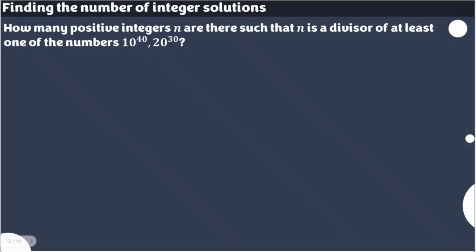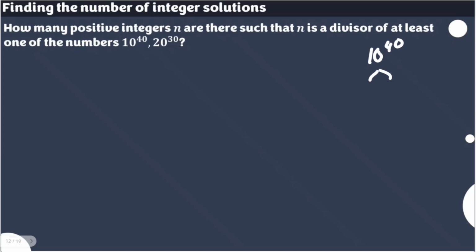For this problem, we are asked: how many positive integers n are there such that n is a divisor of at least one of the numbers 10 to the power of 40 and 20 to the power of 30? If this is just a very simple item, like we're just asked about the number of positive integers for a specific number, let's just say 10 to the power of 40, we actually can take its prime factorization.